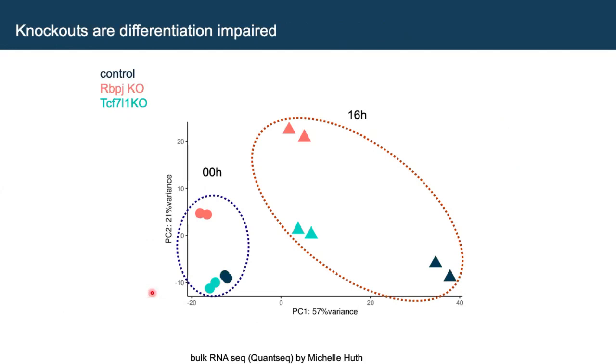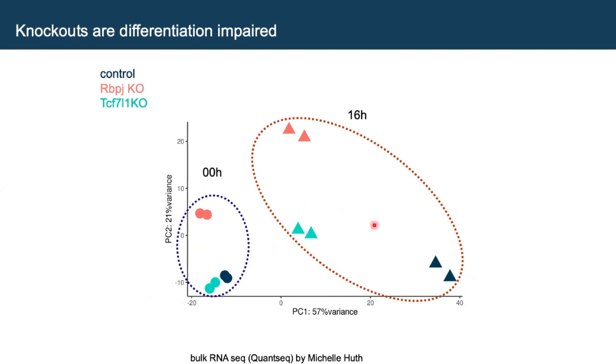If we look at this transition just with bulk RNA sequencing, you can see here that these control cells, the dark blue ones, are committing a lot of transcriptional changes, even within 16 hours. But it's also clear that these mutants are not able to commit to the same changes. And of course, now we can do a lot of differential gene expression, but that doesn't really help us to find out why they are showing this phenotype.